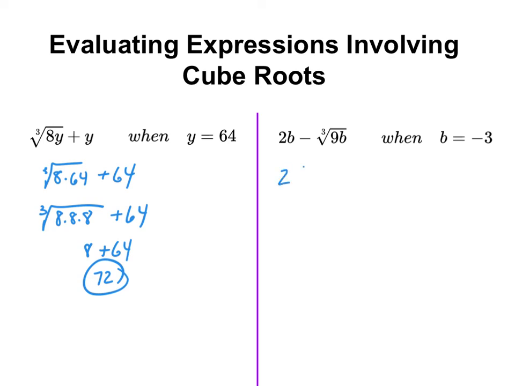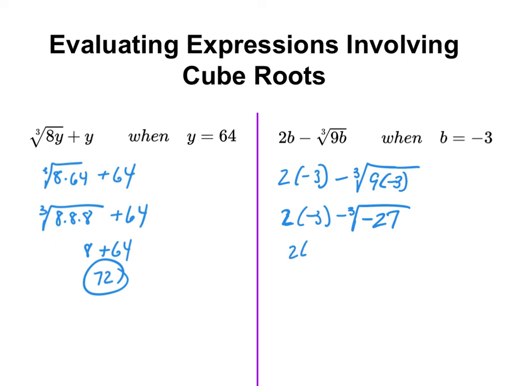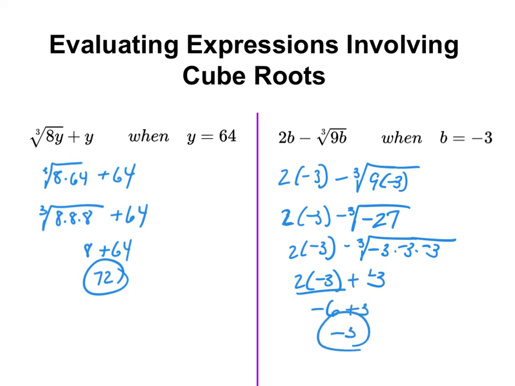And for the next one, we've got 2 times -3 minus the third root of 9 times -3. And this one I'm going to do the work out. 9 times -3 is -27. So I know the cube root of -27 would be -3 times -3 times -3. So it would be -3. And then I'll do my multiplication, which is -6. And this would end up being +3, and it would be a -3.